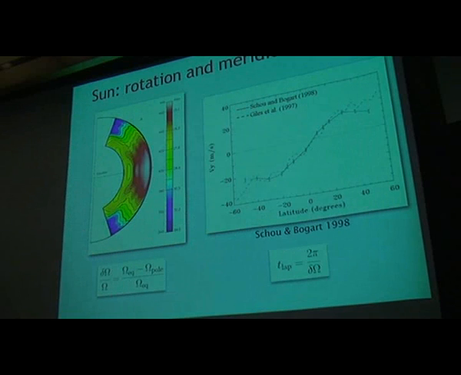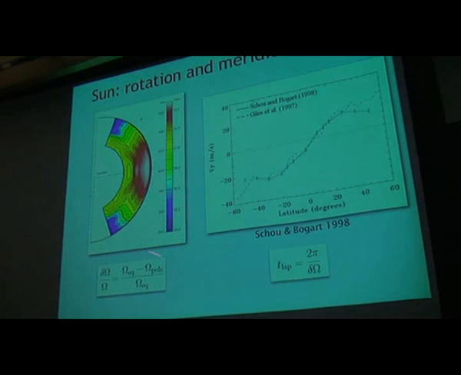Now, the internal rotation of the sun looks like this. This is a representation from helioseismology, where color indicates rotation frequency. We basically have fast rotation at the equator, slow rotation at the poles. That pattern persists throughout the convection zone and disappears at the bottom.